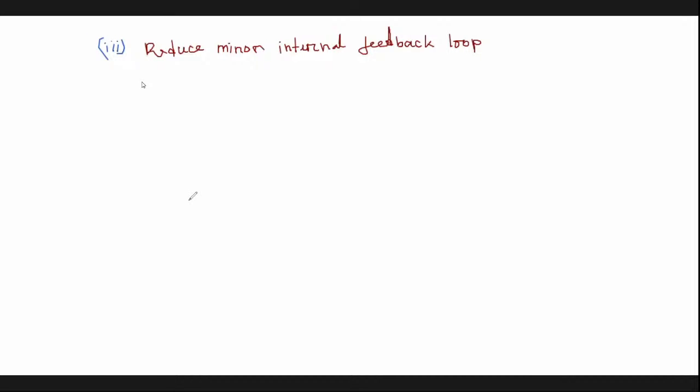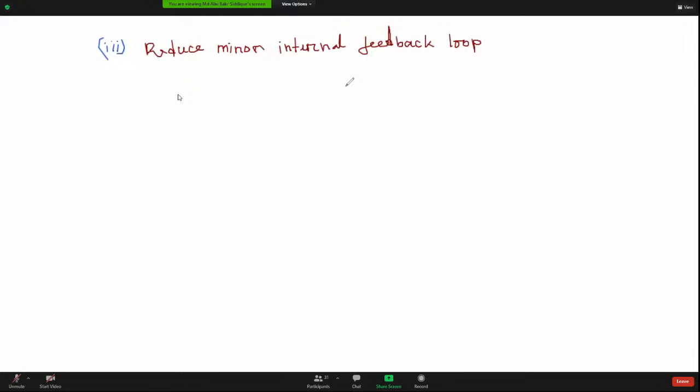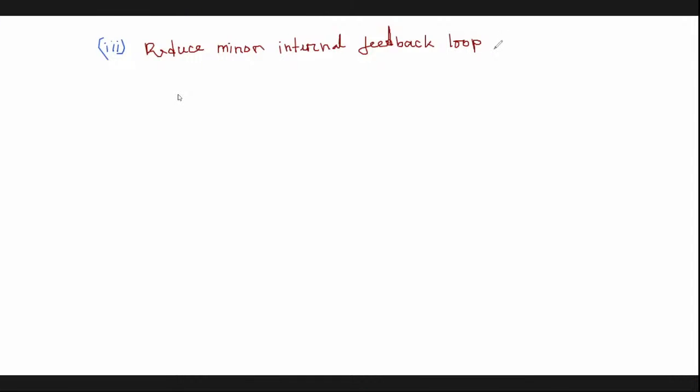So step 1, reduce series connected block. Step 2, reduce parallel connected block. Step 3, reduce minor internal feedback loop. Okay, clear? Good. So you have to reduce the minor internal feedback loop. That is actually applying rule 5. You can see that if you want.